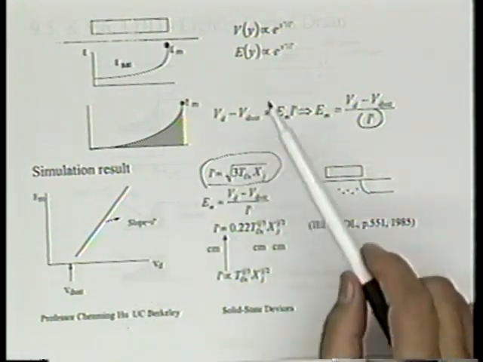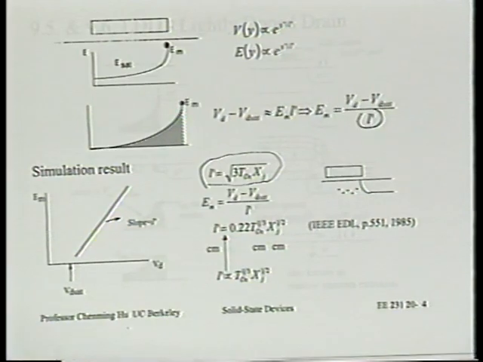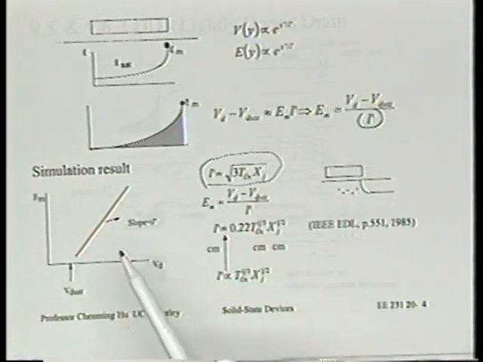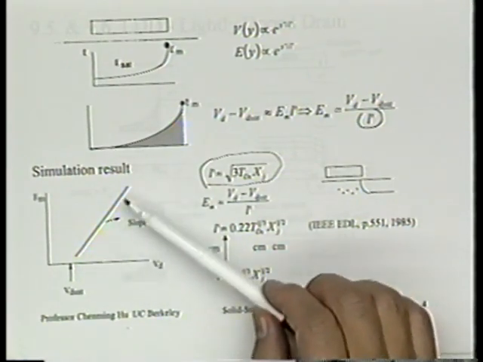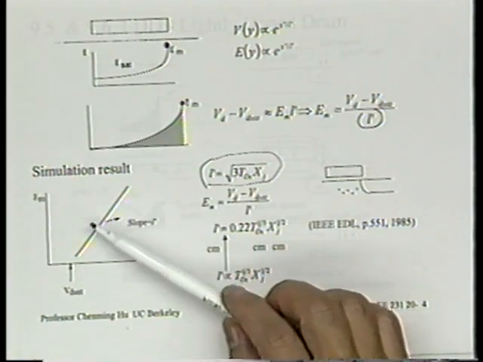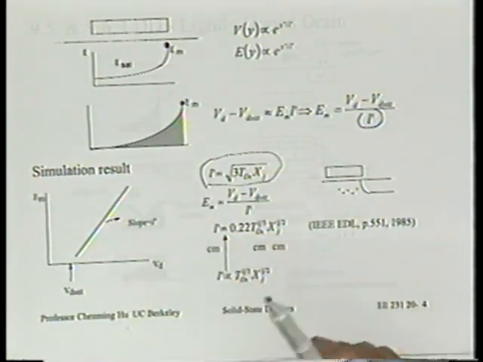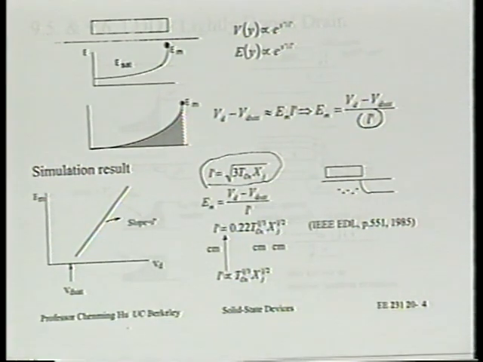Now, this model tells us EM should be a linear function of VD. It's okay? And let me tell you that many groups have done the simulation inspired by this analytical model. They have all concluded this linear relationship is followed very well, that EM is a linear function of VD. All right? And several things you can learn from this.